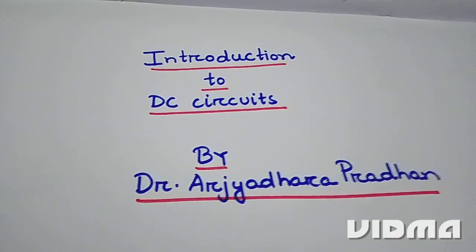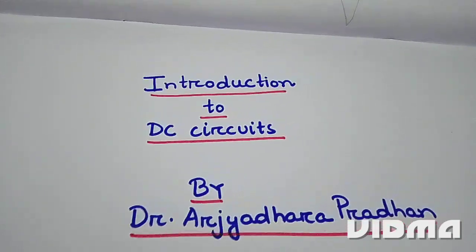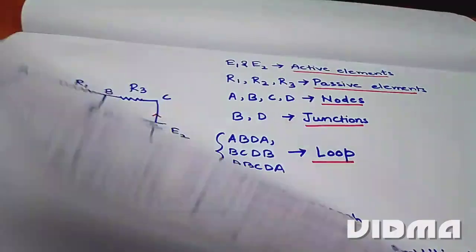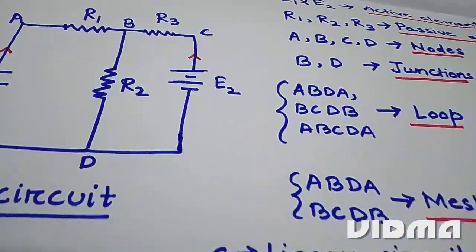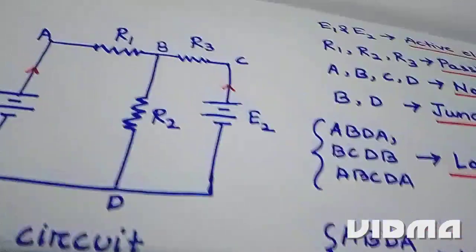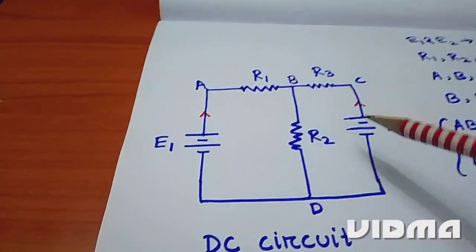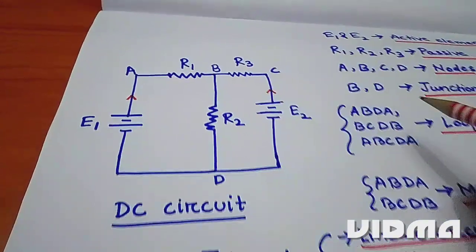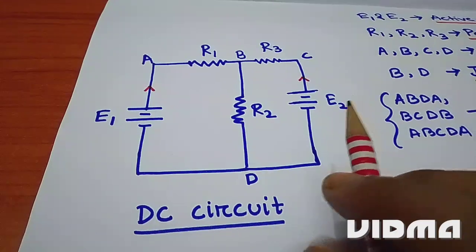Hello all. Today I am going to discuss the basics of an electrical circuit and its various parameters. Now what is an electrical circuit? An electrical circuit is a closed conducting path where the current flows. The figure shows an electrical circuit having various active elements and passive elements, which we will discuss later. Again, an electrical circuit is a closed conducting path where the current flows.